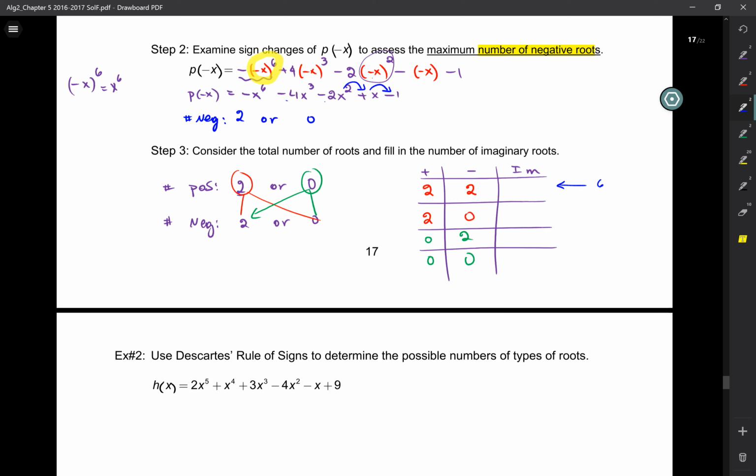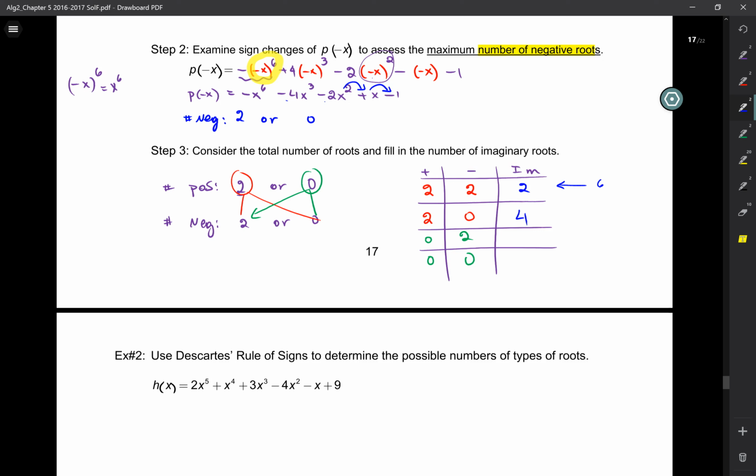If I get 2 positive solutions and 2 negative solutions, how much room do I have for imaginary? 2. If I get 2 positive and 0 negative, how much room for imaginary? 4. 0 positive, 2 negative, how much room for imaginary? 4. And lastly, 0 and 0, how much room for imaginary? 6.